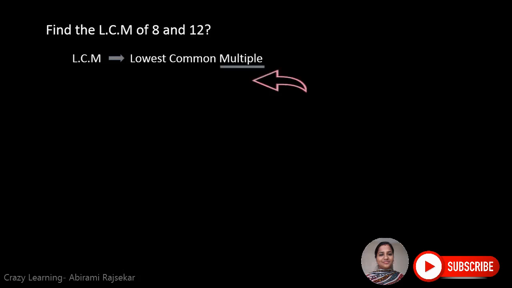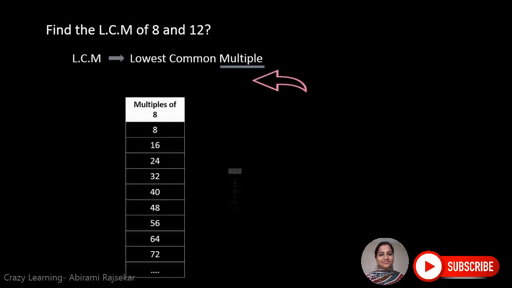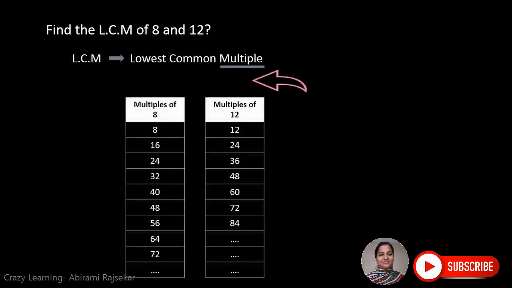Take the word multiple. First we will write the multiples of 8 and then multiples of 12. Multiples of 8 and 12 is nothing but the 8 table and 12 table. So here the multiples of 8 is 8, 16, 24, 32 and it will go on like that. And the multiples of 12 is 12 ones are 12, 12 twos are 24, 12 threes are 36, 12 fours are 48 and again it will go on and on like that.